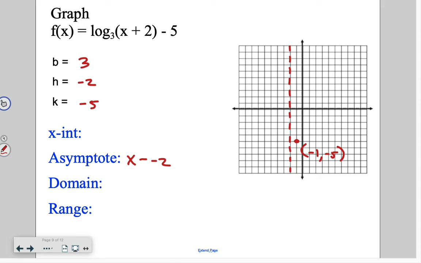And we know that, again, because our base is 3, we've got that logarithmic growth. So it's going to look something like that. What we don't have yet is the x-intercept. I'm not quite sure yet where this is going to cross. It will cross, we just don't know where. Real quickly, what's the domain? -2. Yep. From -2 to infinity.